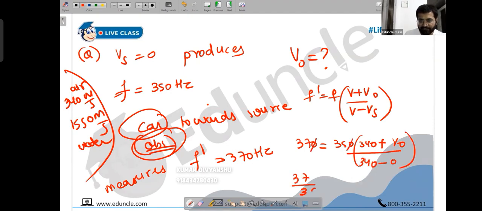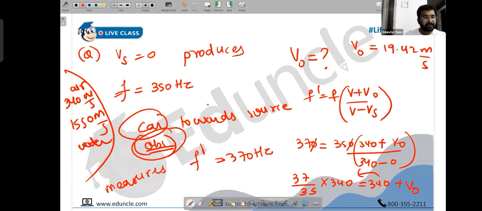Remember 37 upon 35, into 340, equals 340 plus VO. Let's calculate this quickly. On the calculator, 37 divided by 35 into 340 is 359.42. Minus 340 gives 19.42. So the speed of the car is 19.42 meters per second, which is actually too fast, but that's fine.